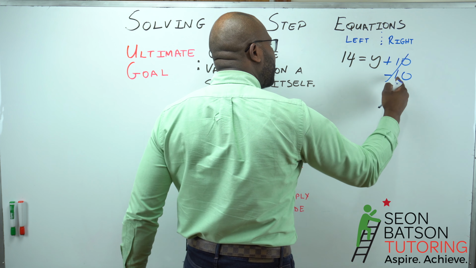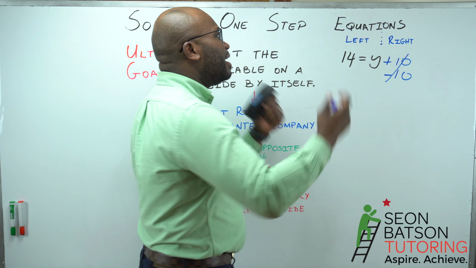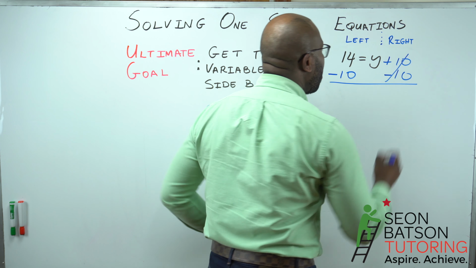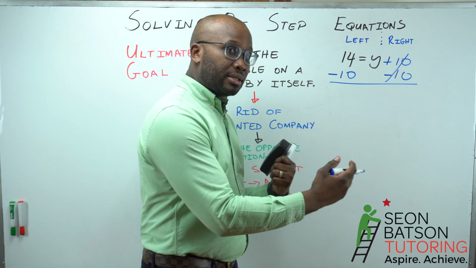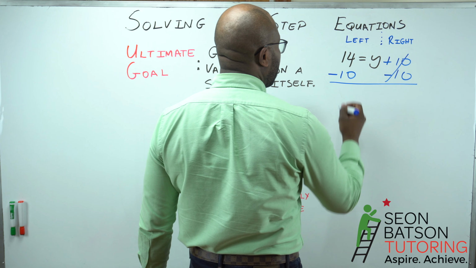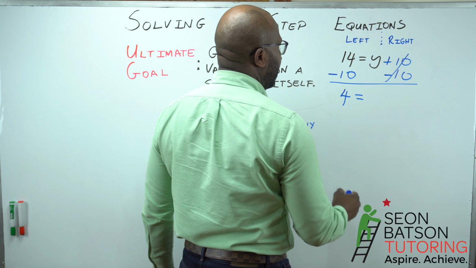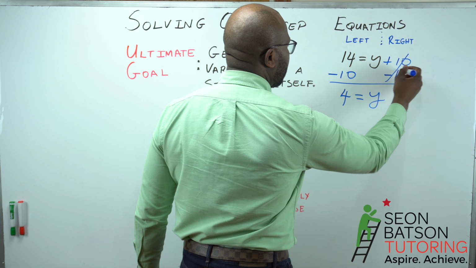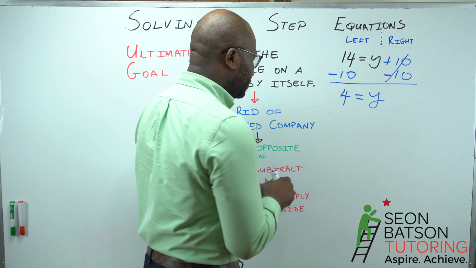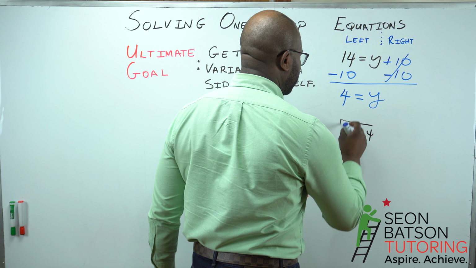Now, if I subtract 10 on the right side, I must also subtract 10 on the left side. Remember, whatever the opposite operation is, we must perform that operation on both sides of the equation to keep the equation balanced, yes? So, if I subtract 10 on the left side, I'm left with 4. And on the right side, I'm left with y because the 10 is gone. So 4 is equal to y, or y is equal to 4, right? Either one is fine. So our example here, y is equal to 4.